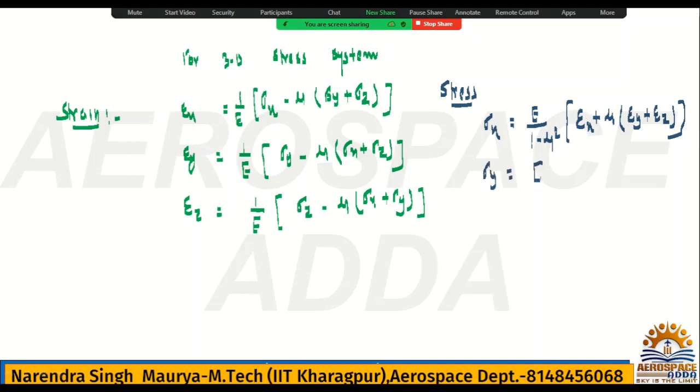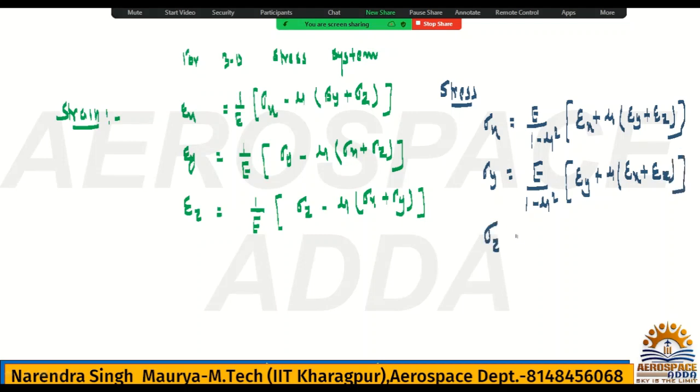Sigma y is E upon 1 minus mu square in bracket epsilon y plus mu epsilon x plus epsilon z. Okay, in the same way you can write sigma z similarly.